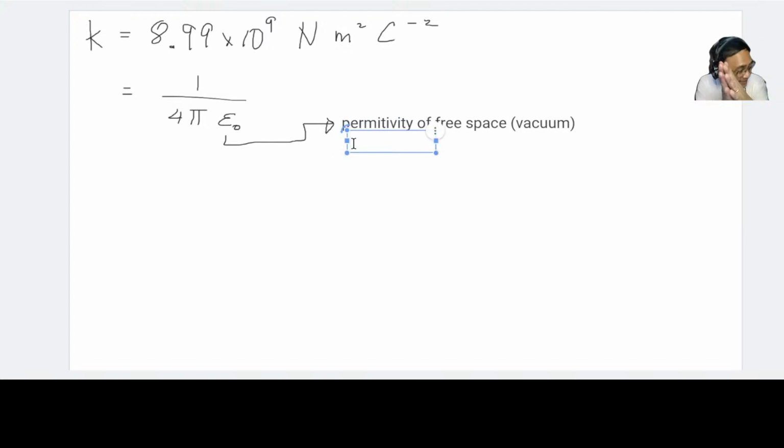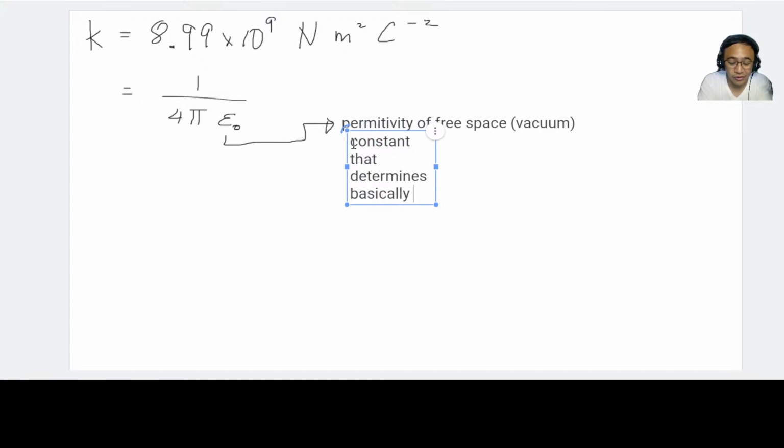By the way, I'll just say this now: this has nothing to do with what you need to learn for IB. I just want to put it out here to be complete. This idea of the permittivity of free space is a constant that determines basically how good of an insulator a vacuum is.